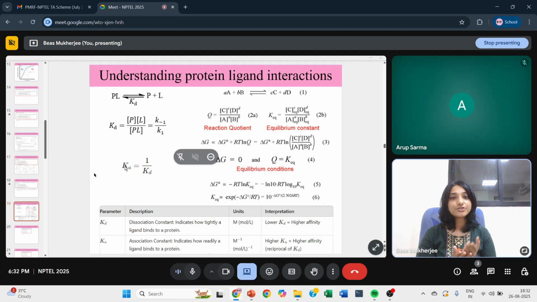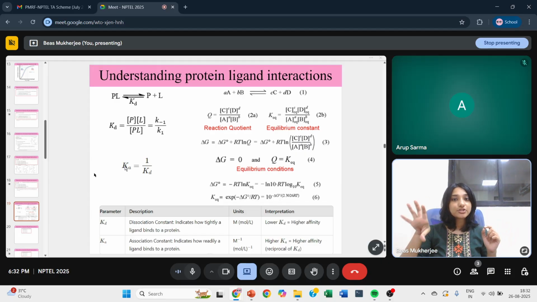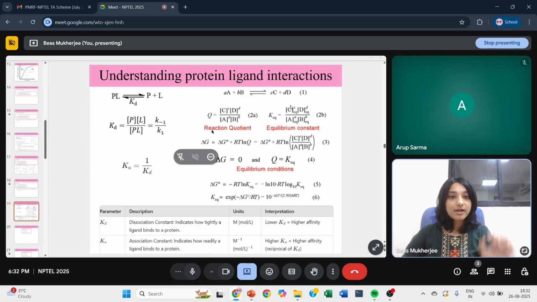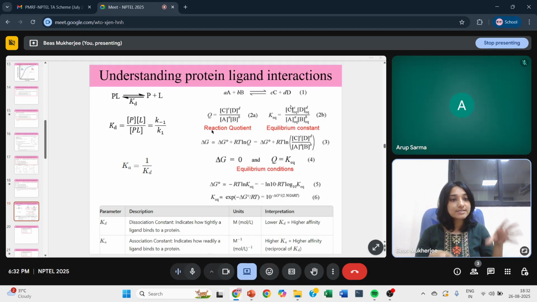K association and K dissociation are inversely proportional. Now, if you look at a reaction at any point, then you know that the reaction quotient is equal to this particular formula, right? And equilibrium constant means the exact same thing but at equilibrium. So the concentration of all the different entities will be recorded at equilibrium.